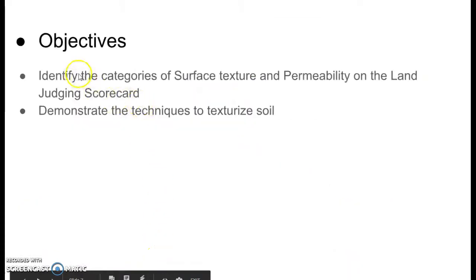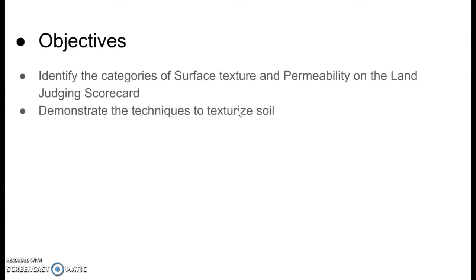We've just tried to identify the categories of surface texture and permeability on the land judging scorecard. Please make sure that you have identified all the different sections and how you put on each of the measurements. We also demonstrated the techniques to texturize the soil. Please go back and, if you need any more information, pause the video to show you where each one of our categories have their limits.